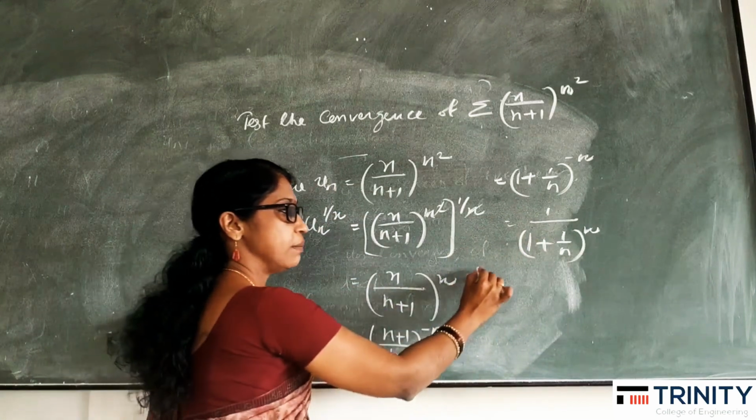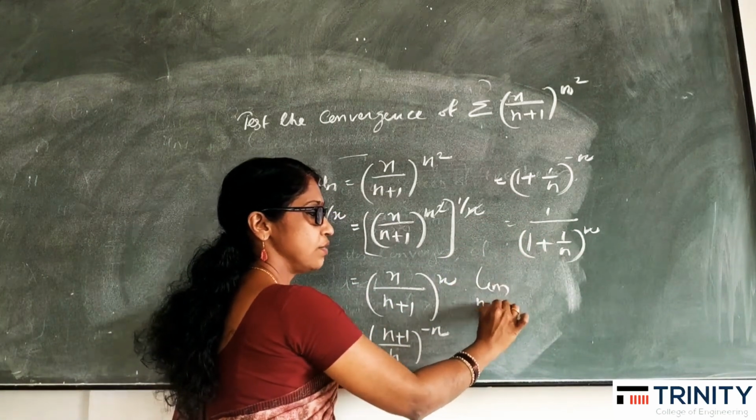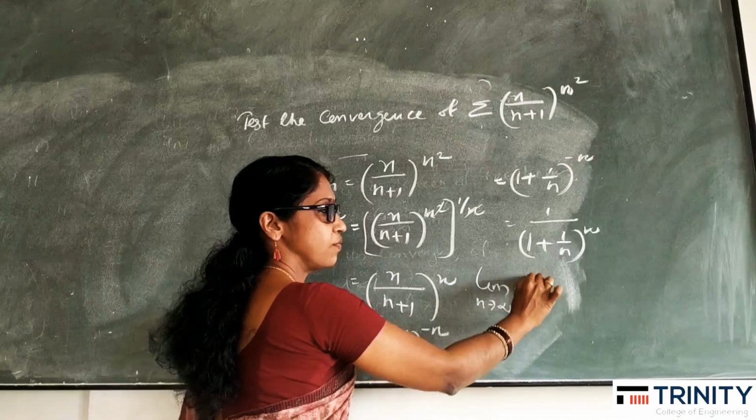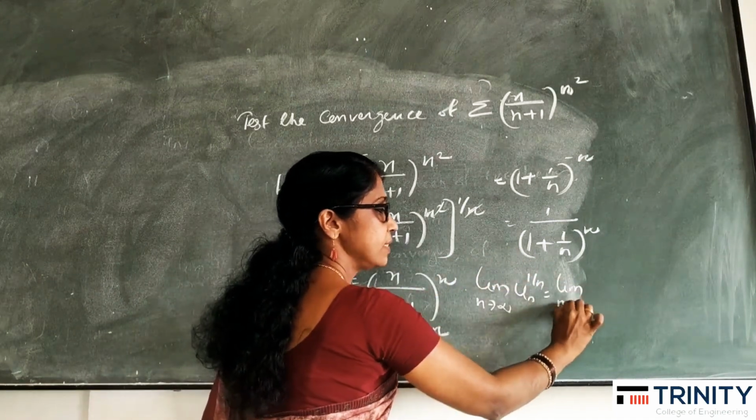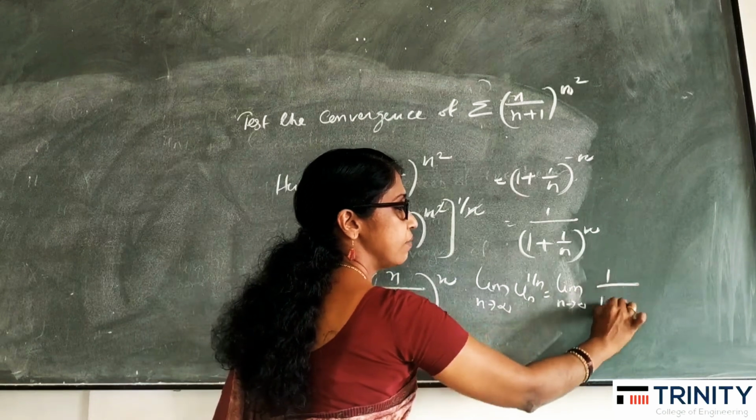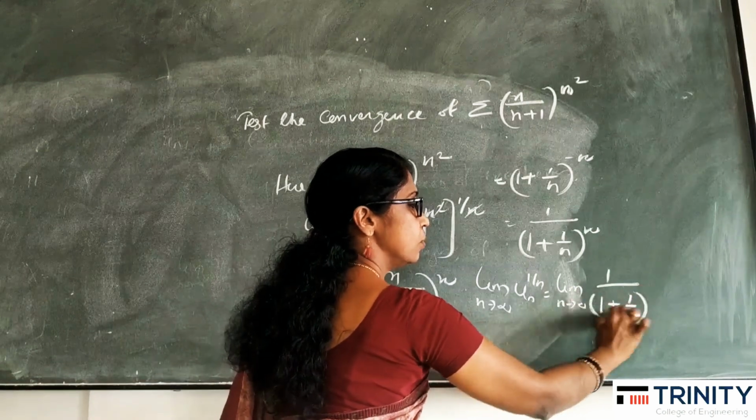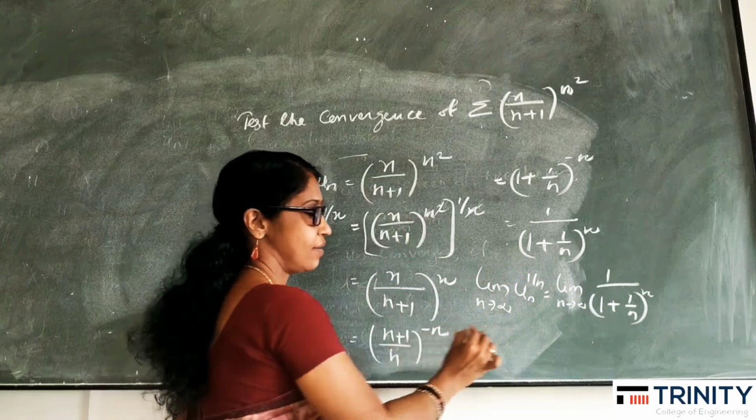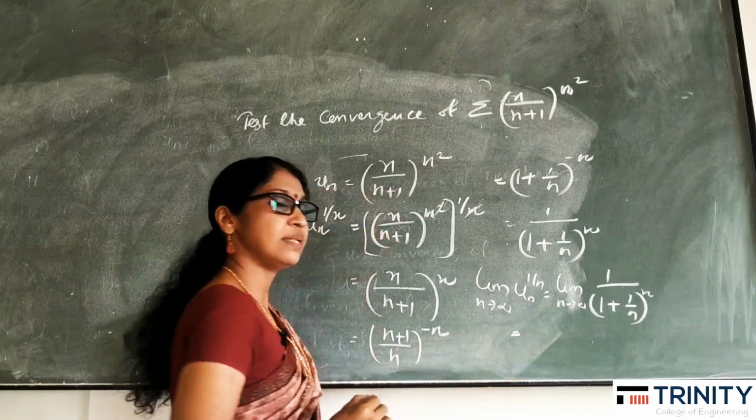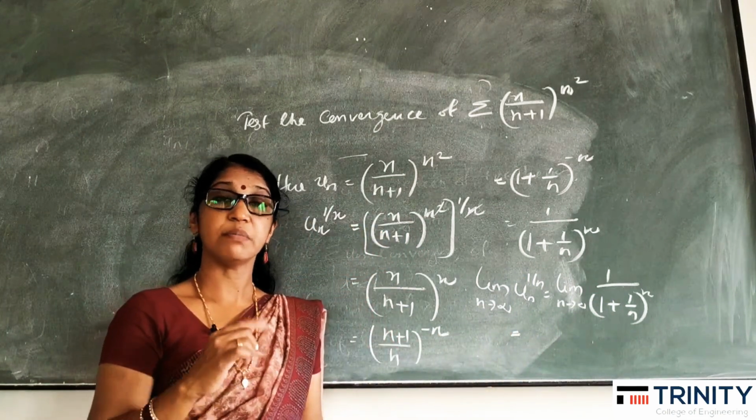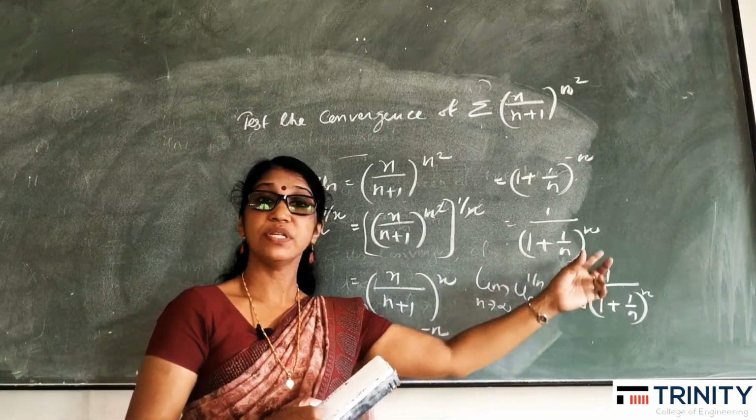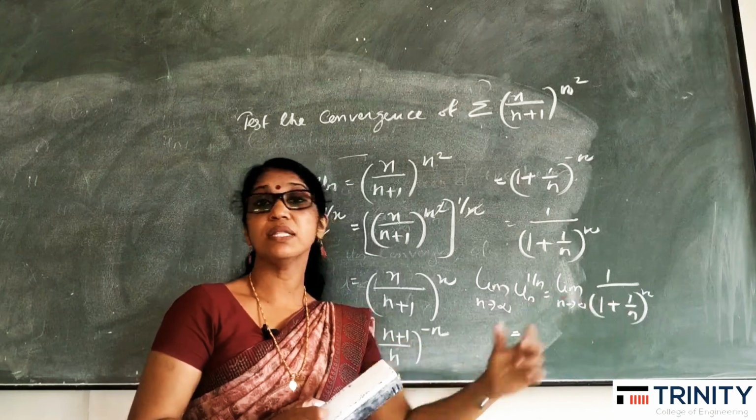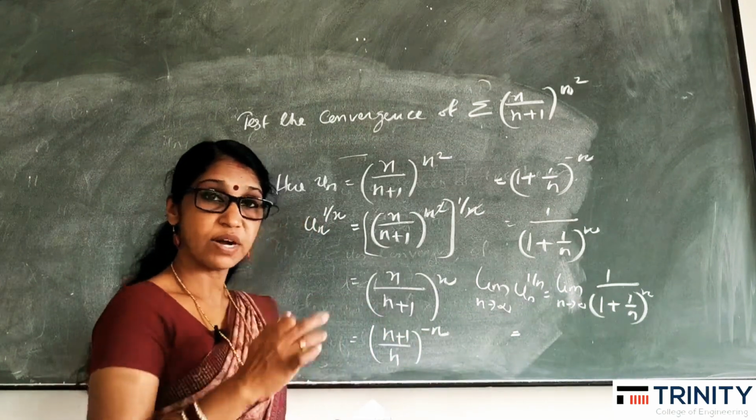Now I am taking the limits. Limit n tends to infinity un raised to 1 by n is equal to limit n tends to infinity 1 by 1 plus 1 by n the whole raised to n. And we get the value. We all know that limit n tends to infinity 1 plus 1 by n the whole raised to n is equal to e. Here limit n tends to infinity 1 by 1 plus 1 by n the whole raised to n, and that is 1 by e.